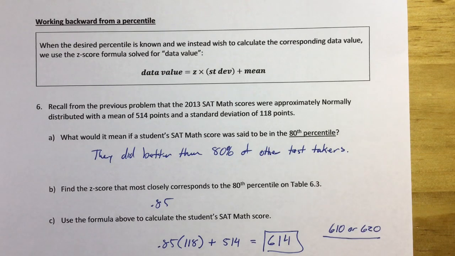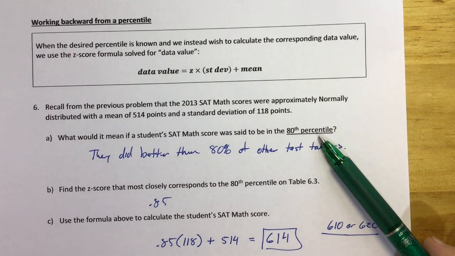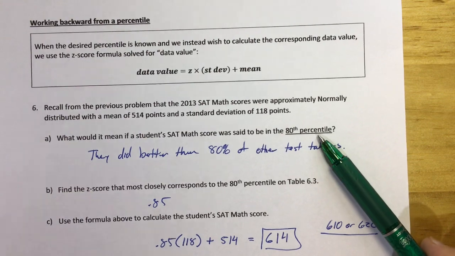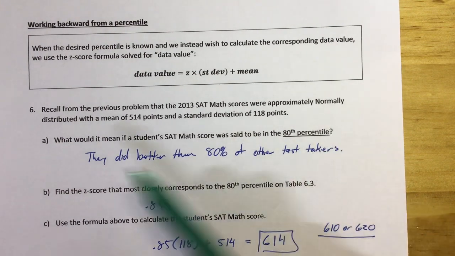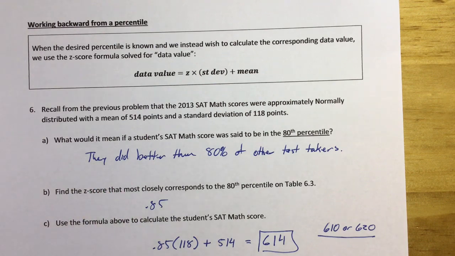All right, in this last part here, what we're going to do is work backwards. What that means is you're going to get percentile scores, and then you're going to backtrack to figure out what the actual scores were that went with them. So this first question is more of an understanding of the idea of what a percentile is.